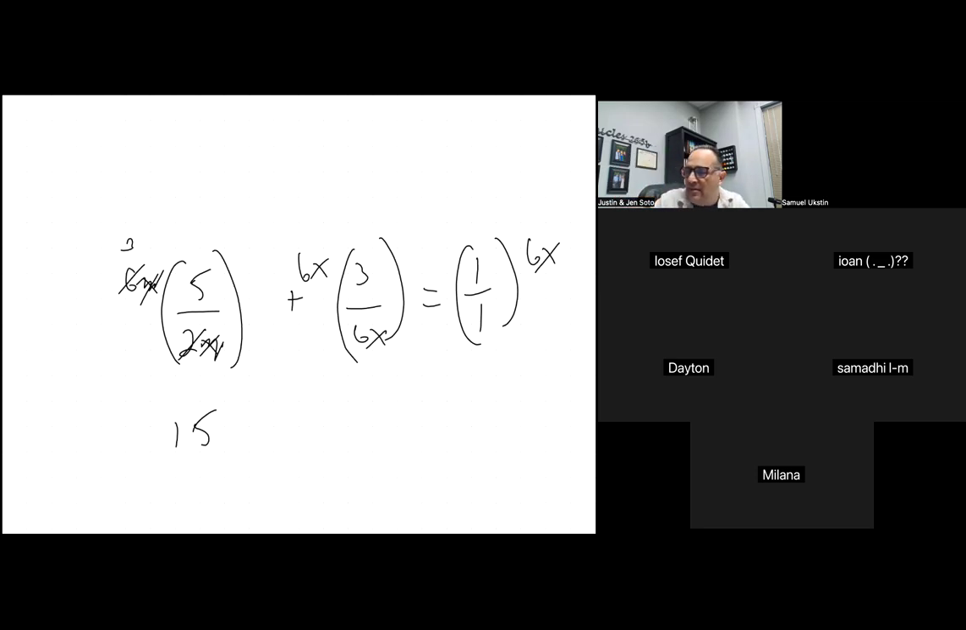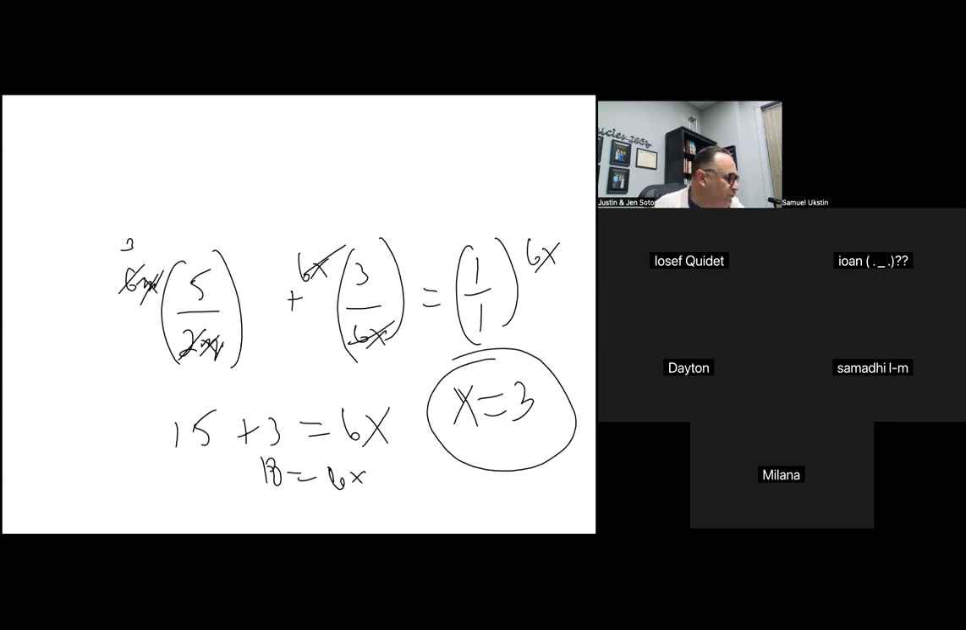Now the 6x here will cancel out completely, so it's just plus 3. Then 1 is just over 1, but 6x times 1 is 6x over 1, which is just 6x. So now we have 18 is equal to 6x. I think you know to divide by 6: x equals 3. There's our answer.